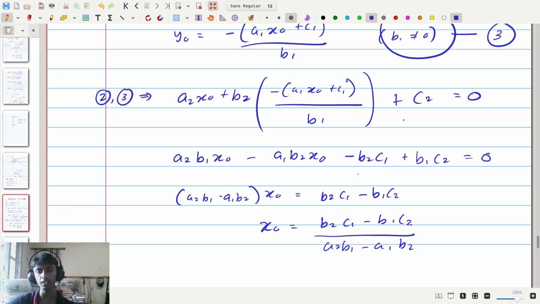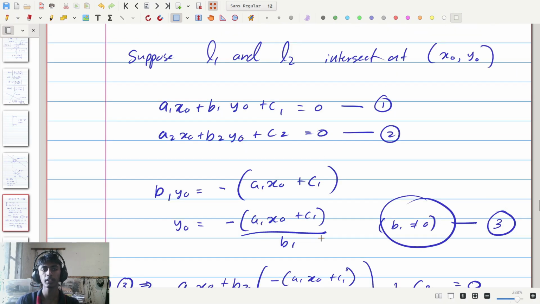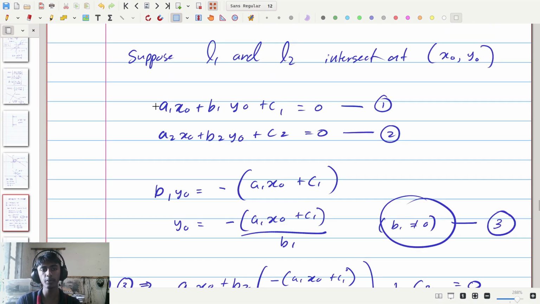Now here we can see this thing will not be valid if a2 b1 is equal to a1 b2, i.e. if the two lines are parallel to each other, because if a1 b2 is equal to a2 b1, it means that the two lines are going to be parallel to each other. So now let's do a similar thing to try to find y0. In order to find y0, what we're going to do is take these equations, isolate x0 from the first equation, substitute that into the second equation and use it to find our answer.